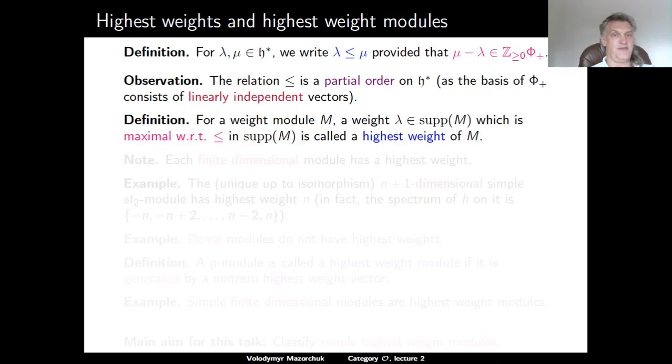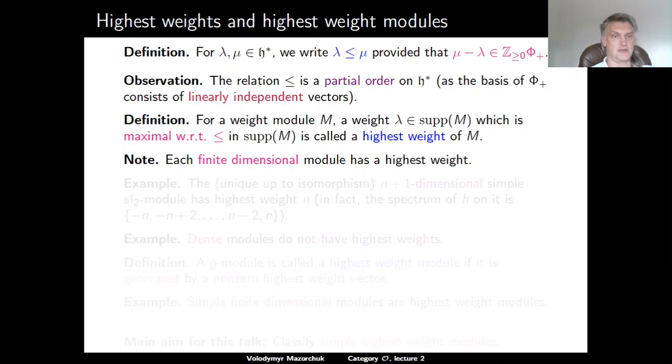And now the main definition. For a weight module M, a weight λ in the support of M which is maximal with respect to our partial order is called a highest weight of M. As a small remark, each finite dimensional module obviously has a highest weight. It has finitely many weights, so one of these weights is a maximal element, of course, because we have a partial order.